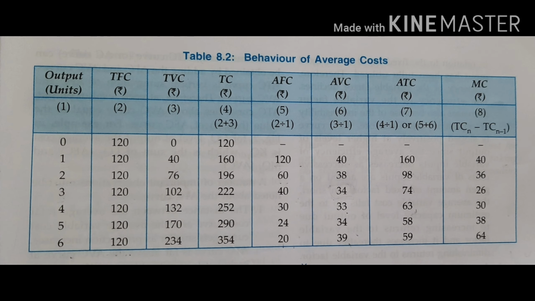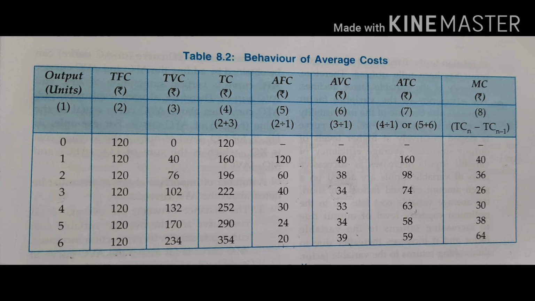The value is 34. Now how will you derive it? TVC of the third unit is 102. If you divide 102 by 3, you get 34 over here, right? This is how you derive AVC. Now the behavior of the average variable cost is derived from the behavior of total variable cost.